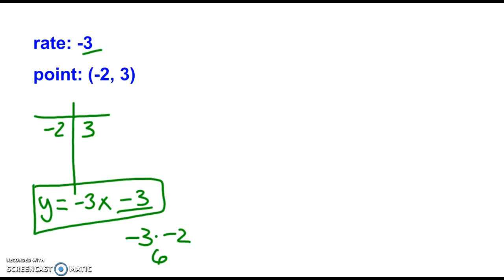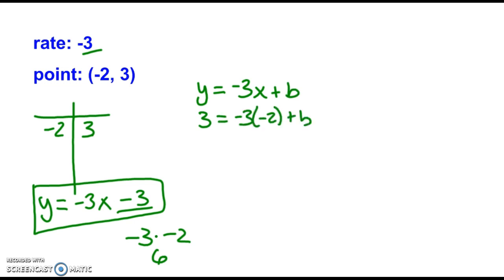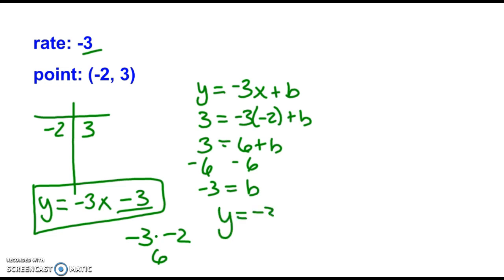The substitution method. I'm going to do y equals my rate times x plus b. I will replace y with 3. I will replace x with negative 2. 3 equals 6 plus b. Solve for b. b equals negative 3. I still get y equals negative 3x minus 3.